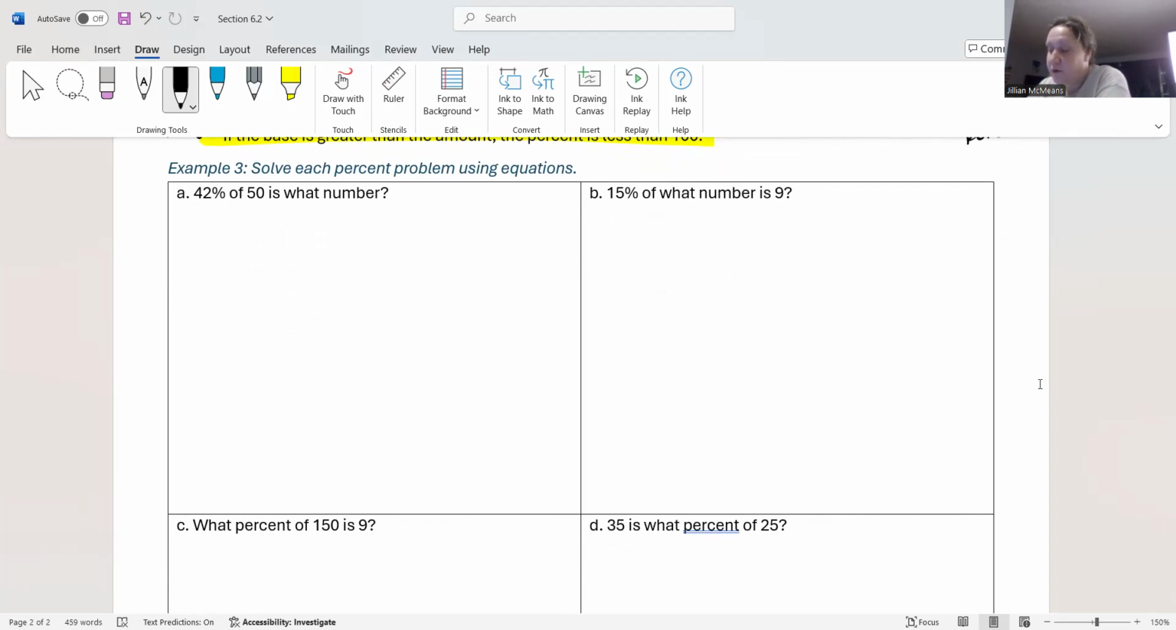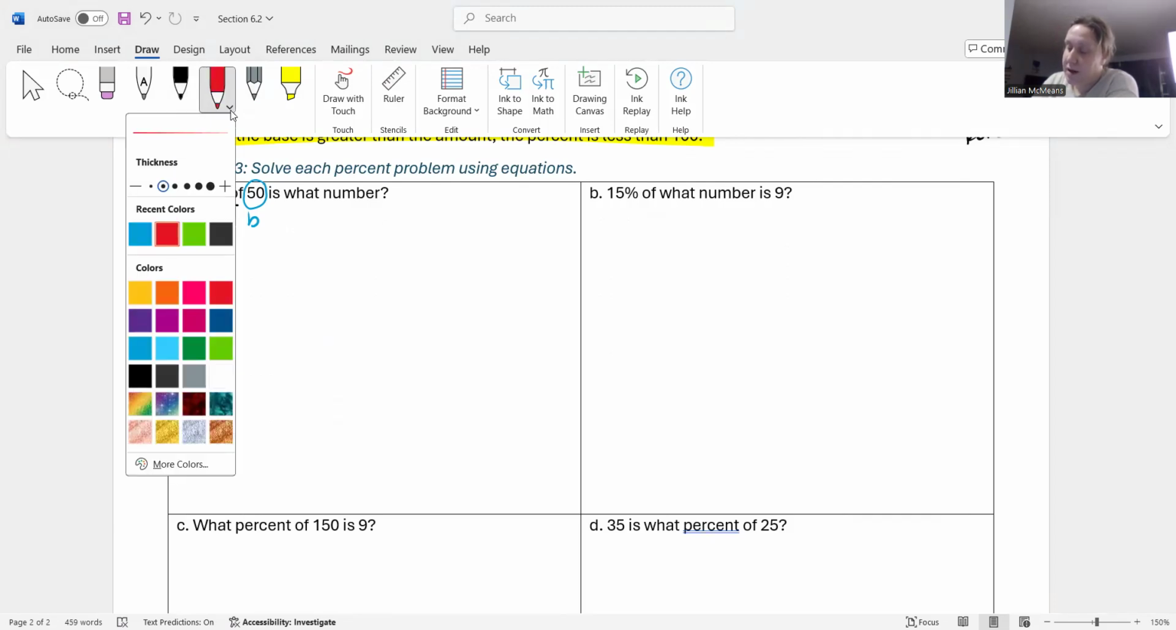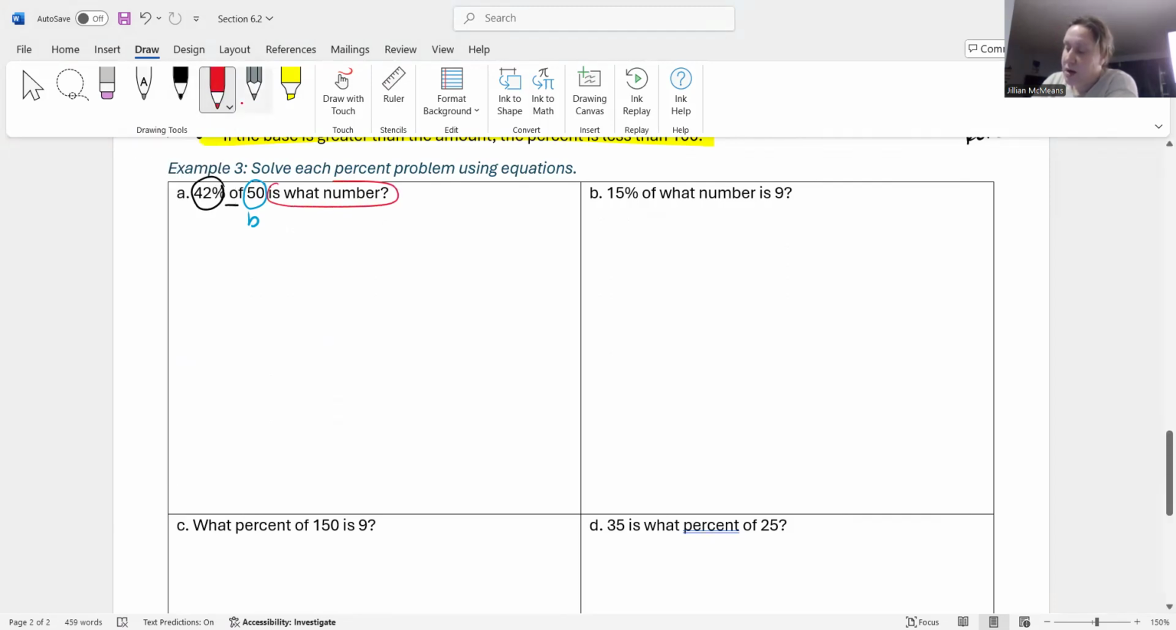So for part A, we have 42% of 50 is what number? Well, the percent is easy. It's 42%. And then we have 42% of 50. That tells me that 50 is going to be my base, because remember, the word "of" means multiply. So we're going to take 42%, multiply it by 50, and that is some other number, which for us is the amount. So this is what number? That's the amount, and that's the piece that's missing. So we don't know our amount in this case.